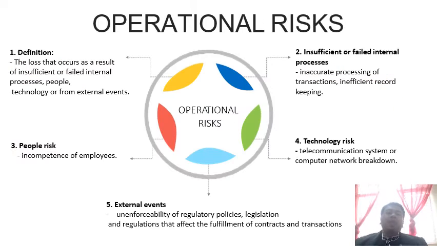Okay. Next one is operational risk. This one is something that you have discussed before. It is a loss that occurs as a result of insufficient or failed internal process, people, technology, or from external events, right? It can be from insufficient or failed internal process, for example, inaccurate processing of transaction and inefficient record keeping. Then you can have people risk, so incompetence of employees, right?